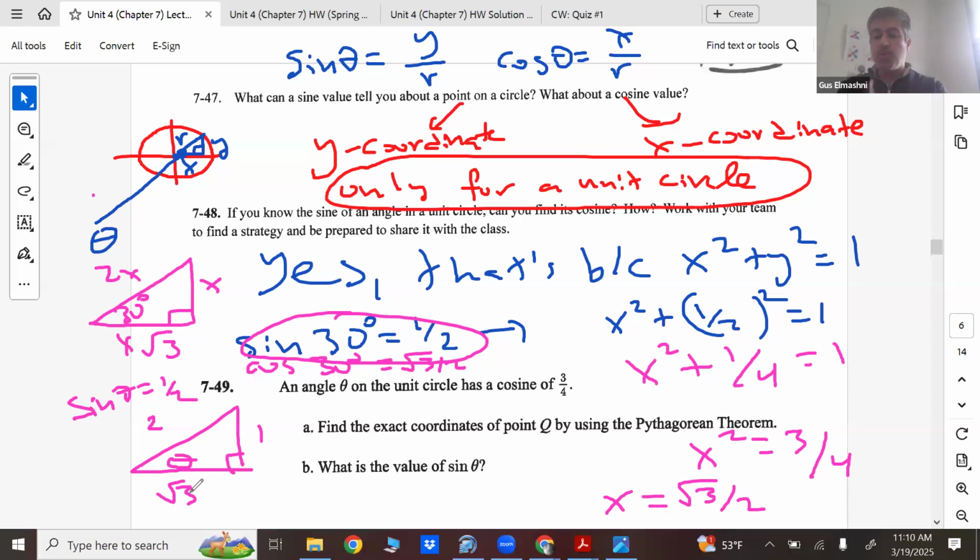So again, you could use x squared plus y squared equals 1. You could draw a triangle, use 30-60-90 ratios if it's 30 degrees. So a lot of different ways you could do it.